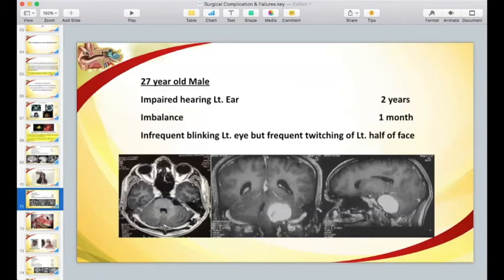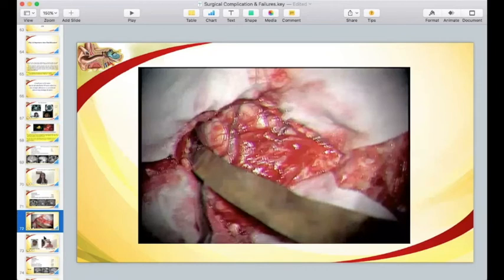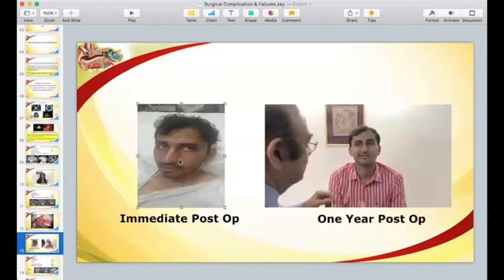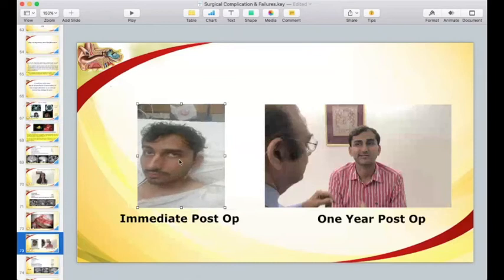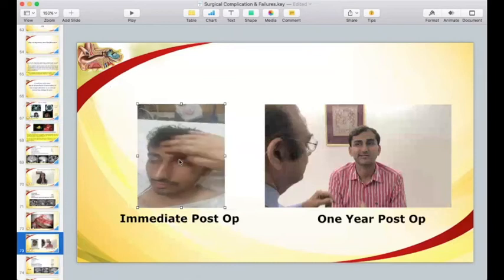And we operated on this man. I won't show you the video, but I can show you the immediate post-operative picture. Now you see the immediate post-operative over here. He's got, can you see the weakness on the left side? Mild facial weakness, eye closure weakness, not a perfectly normal face, but I know I preserved the face completely.